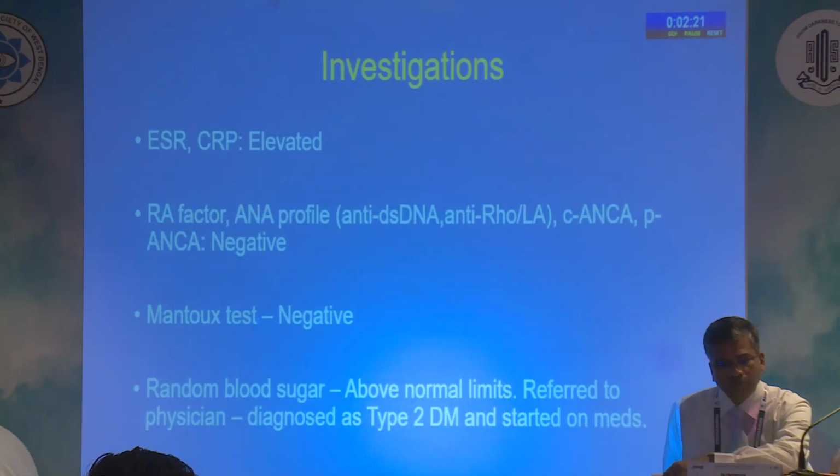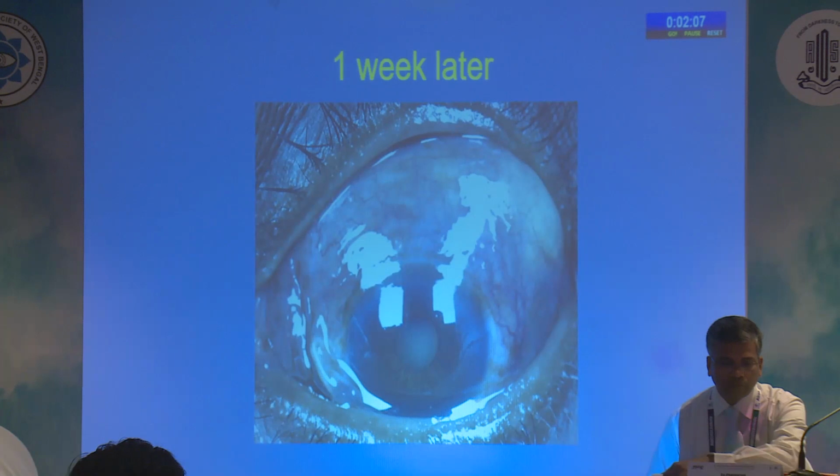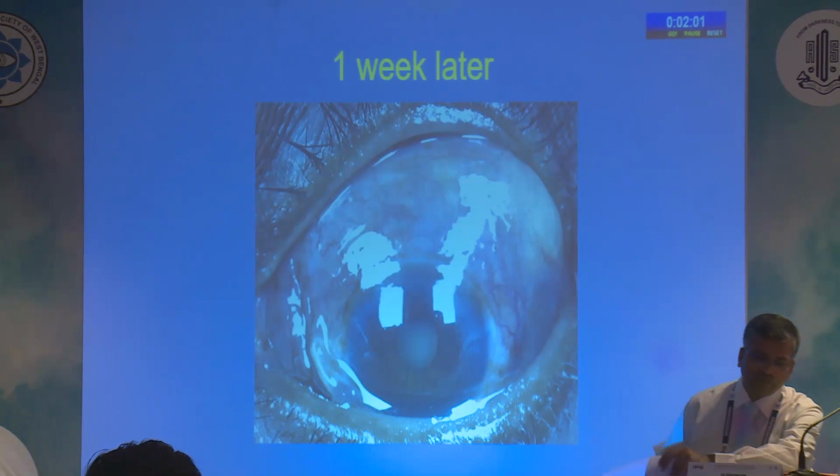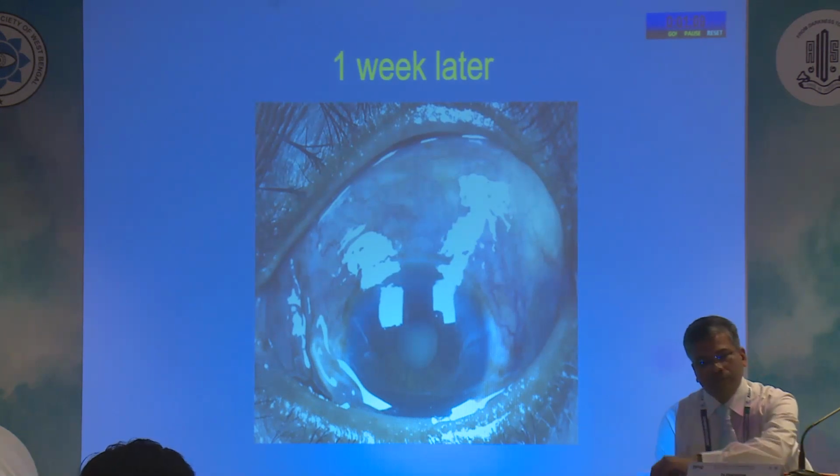The ESR and CRP were elevated. RA factor, ANA profile, C-ANCA, P-ANCA were all negative. The Mantoux test was negative, but she was newly diagnosed to have type 2 diabetes and was started on medications. At this visit, a week later, we also saw a new lesion developing in the superotemporal region. It was a boggy yellowish nodular swelling.